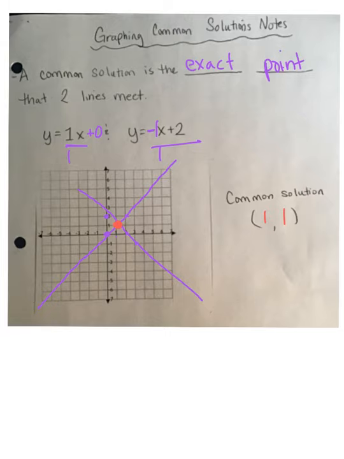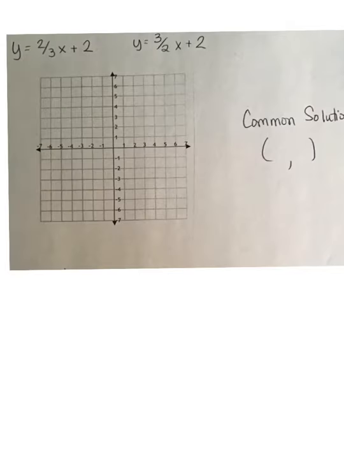Okay, in our next problem, we have y equals 2/3 x plus 2 and y equals 3/2 x plus 2. They look real similar, but the fractions are just switched. So in this first one, we start at a positive 2 and put a dot there on the y-axis. Then our slope is 2/3, which means we go up 2 over 3, so up 2 over 1, 2, 3. And our second dot will be there. And that's our first line.